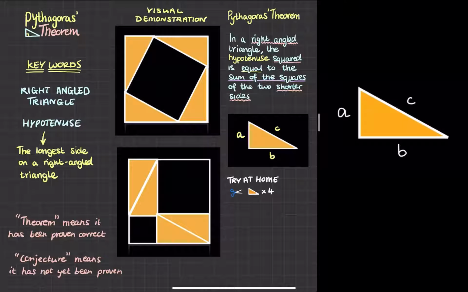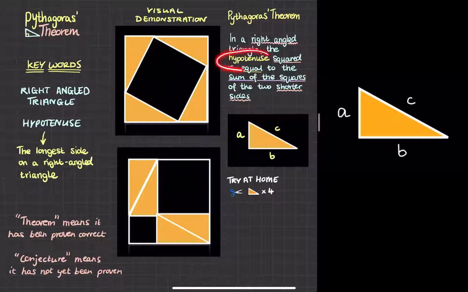Hey guys, so in this video we're going to have a little look at Pythagoras' theorem. And Pythagoras is a guy who discovered this thing about triangles, and this only applies for right-angled triangles. And I've written it in words here. This is what he discovered. In a right-angled triangle, the hypotenuse squared is equal to the sum of the squares of the two shorter sides.